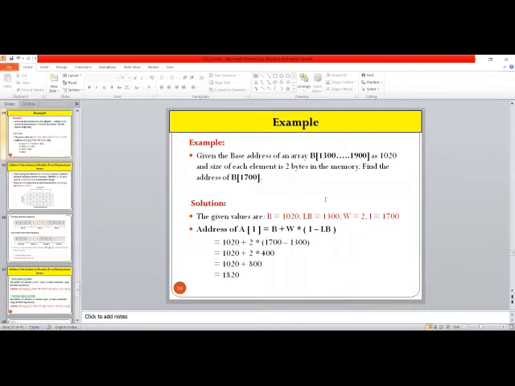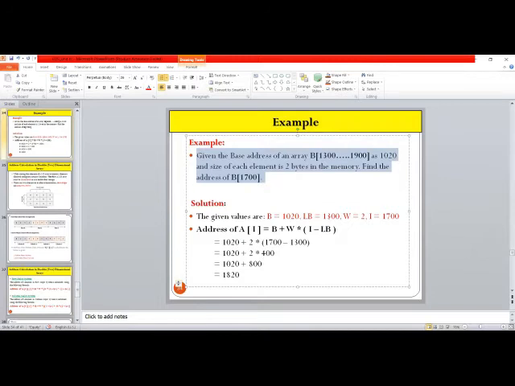Right. Now let us understand it by this problem. Given the base address of array, this is our actual array. All right. B 1300 to 1900, and base address is what? 1020. That is inside the memory. The array starts from the location 1020. That is the base address. All right. And the size of each element is 2 bytes in the memory. Now we have to find out the address of B of 1700.